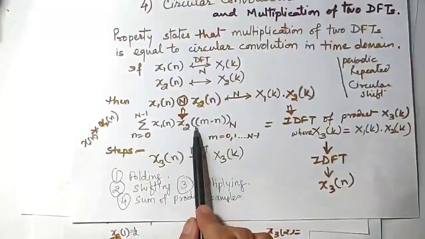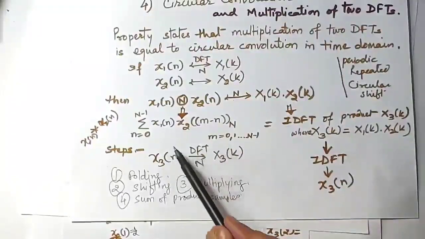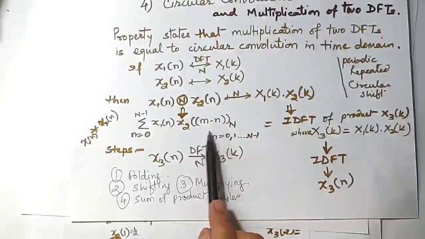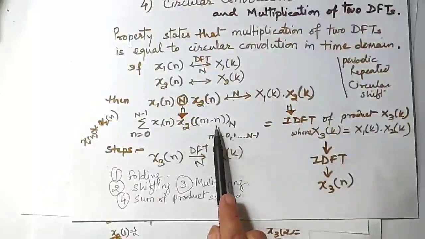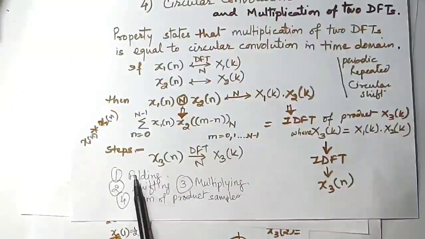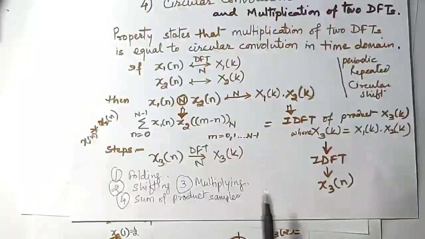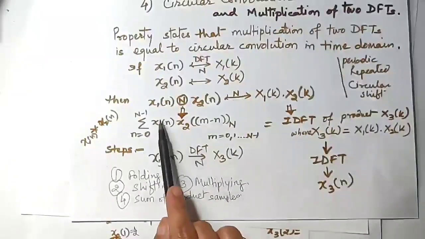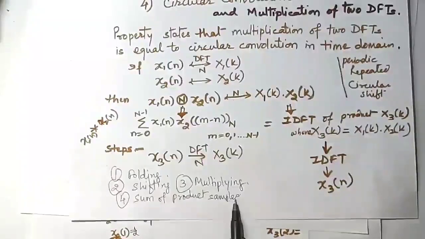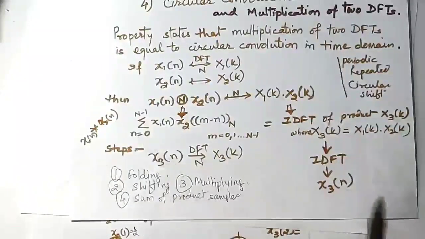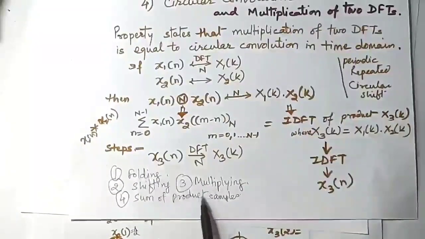To execute this equation, the sequence is first folded. We keep one sequence as it is, and the other one is shifted. So folding, then shifting step by step, then multiplying with this sequence, and then we sum the product samples of each shifted sequence. That will be the value of one output sample. If you remember convolution, these are the steps. Okay, now we repeat it here.